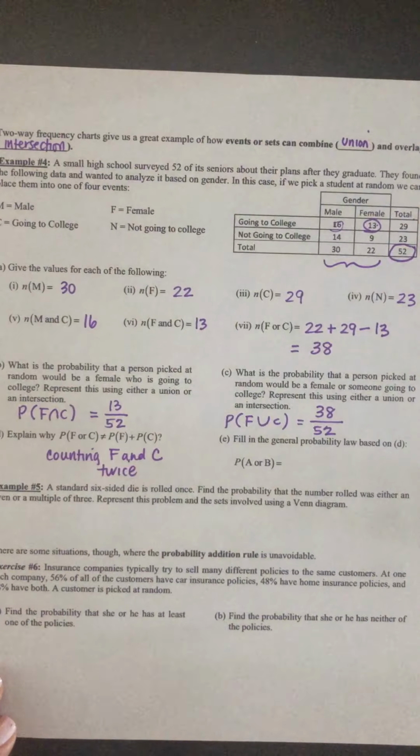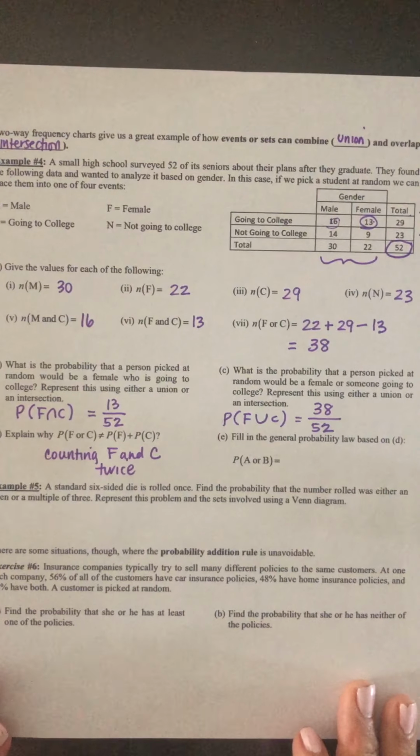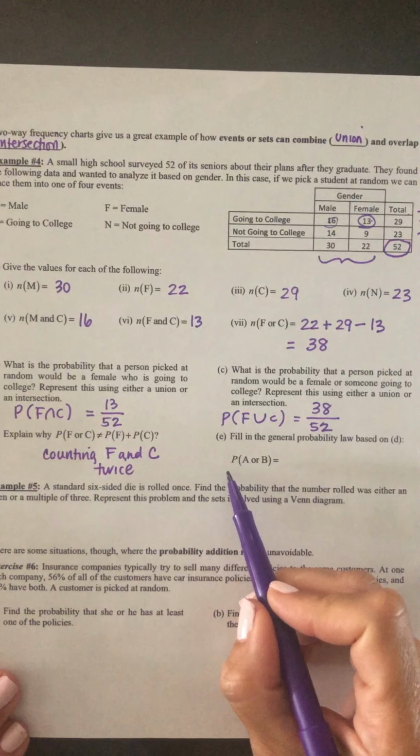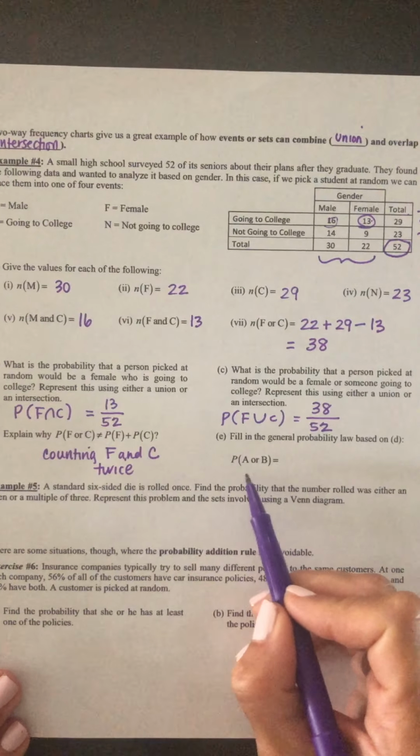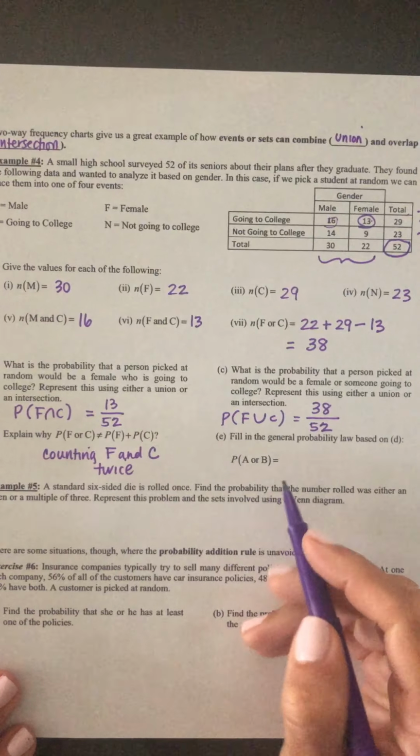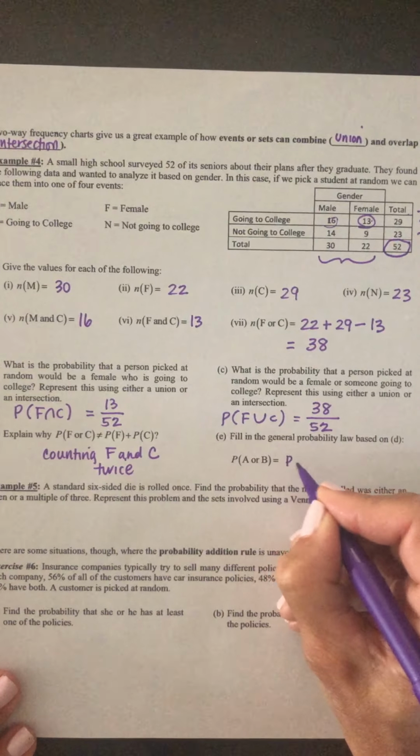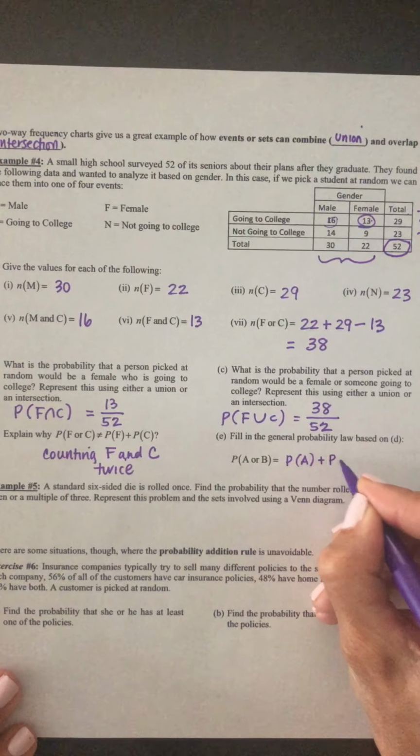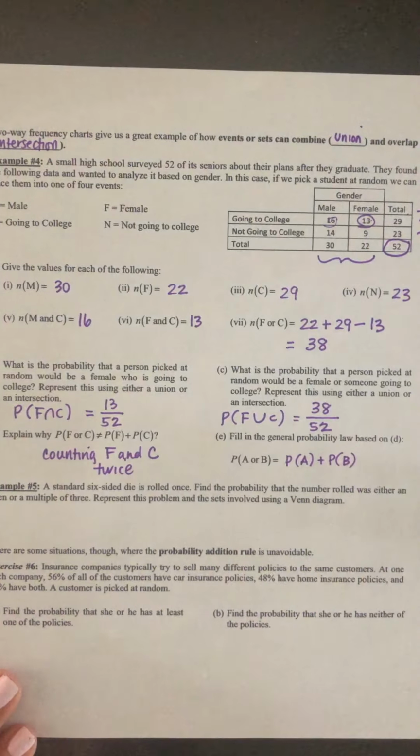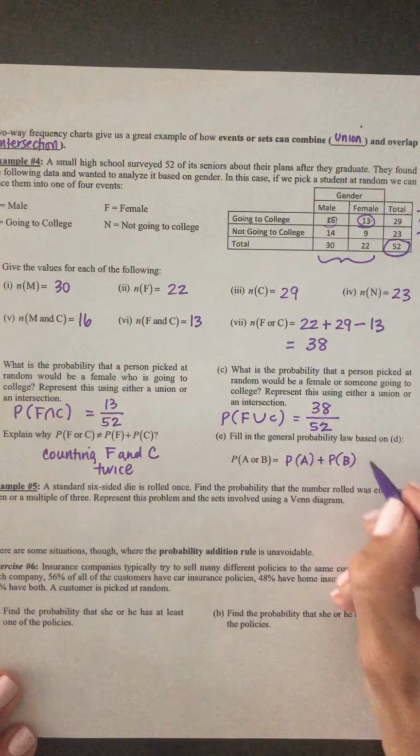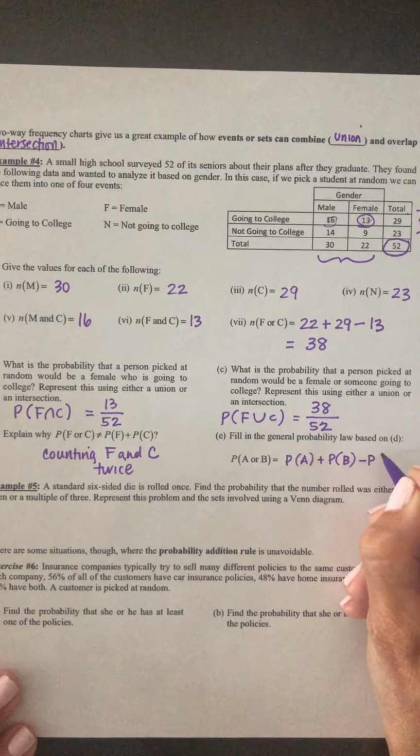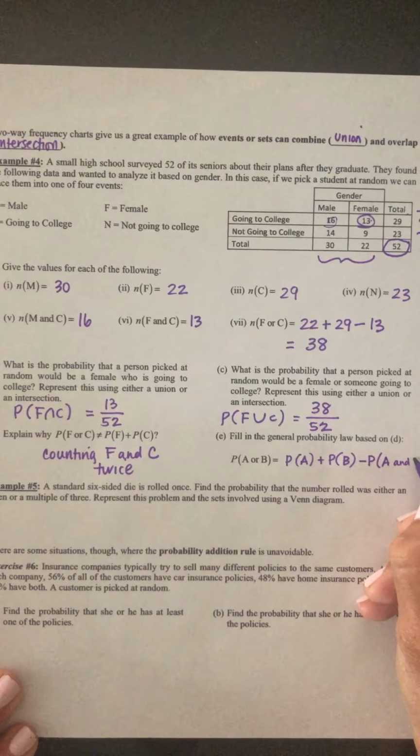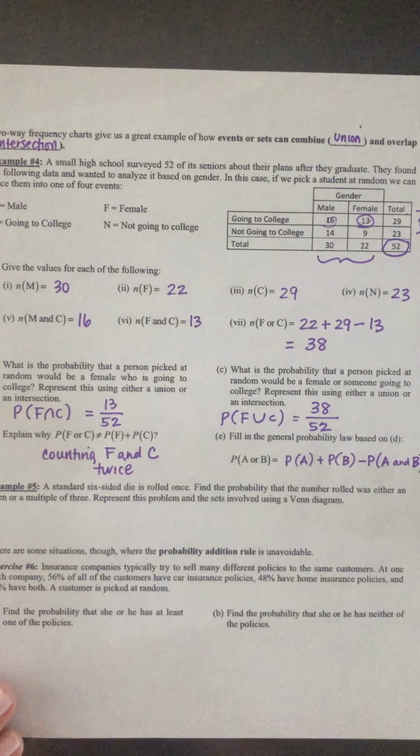They're getting counted twice. So now there is a general formula, and this is what I was talking about. If they ask you to find the probability of A or B, female or going to college, you're going to take the probability of A, say they're female, plus the probability of B, which would be the probability they're going to college. And then you have to subtract out the probability of both, the probability of A and B. And that's a standard formula.